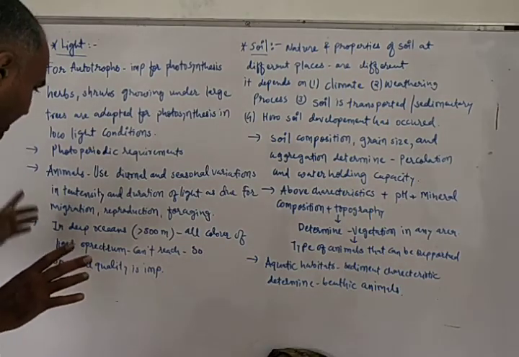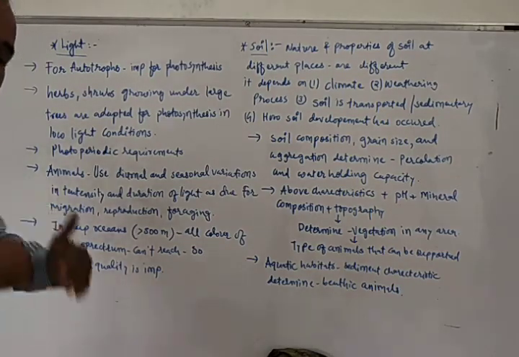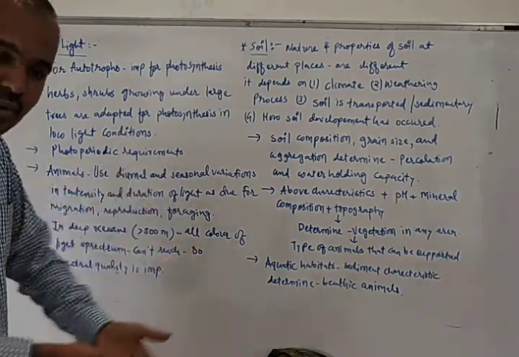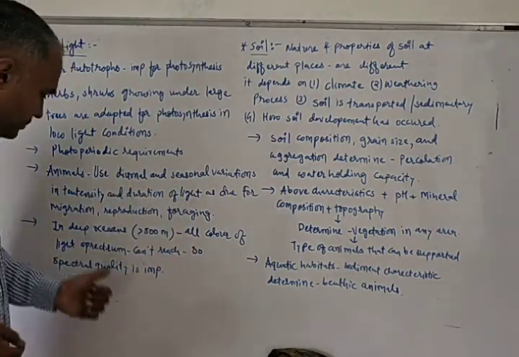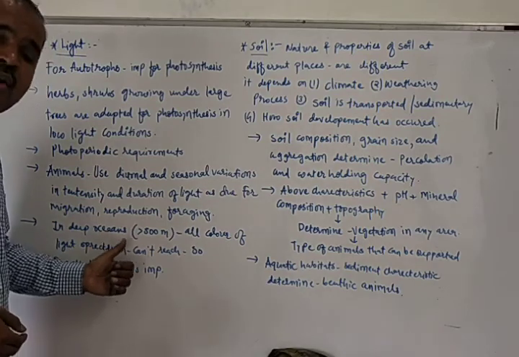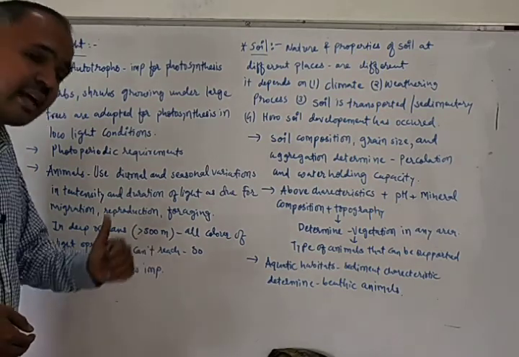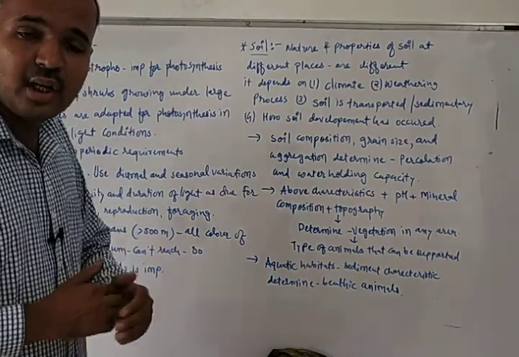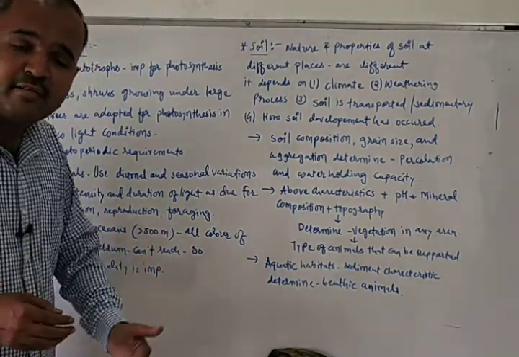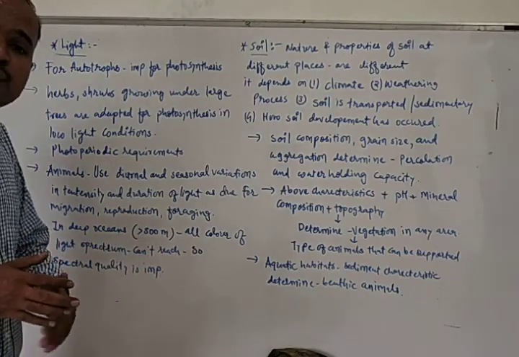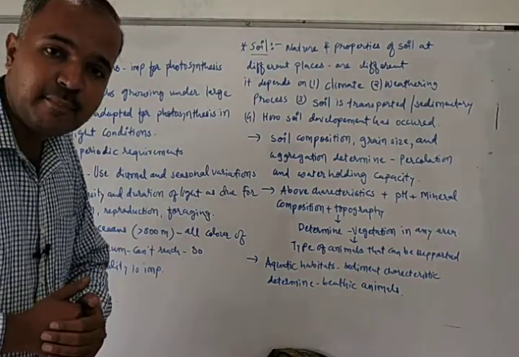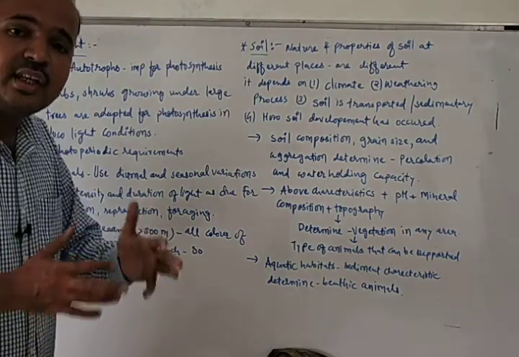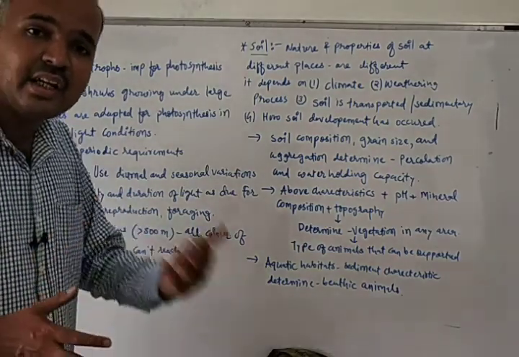Now let's talk about the importance of light in the great depths of the ocean. In deep oceans, more than 500 meters deep, not all colors of the light spectrum are available. Only some colors of the light spectrum can reach there.